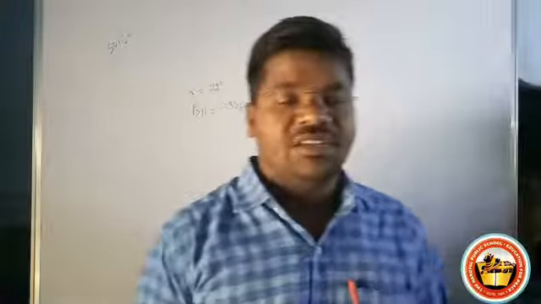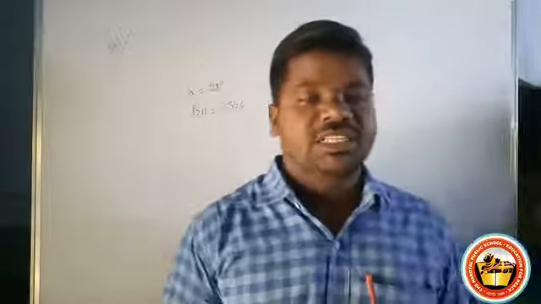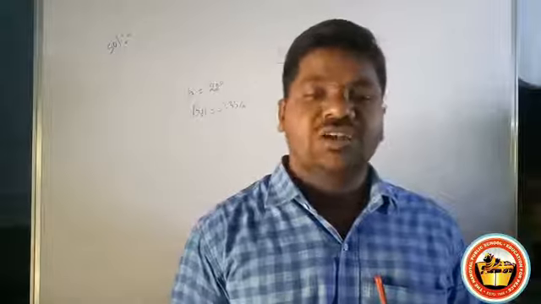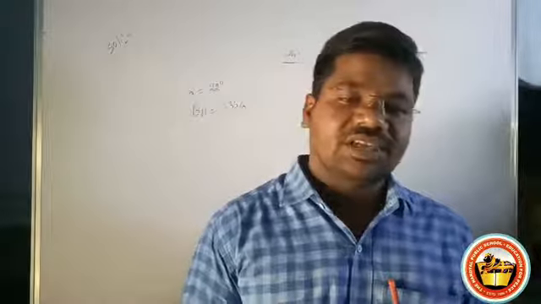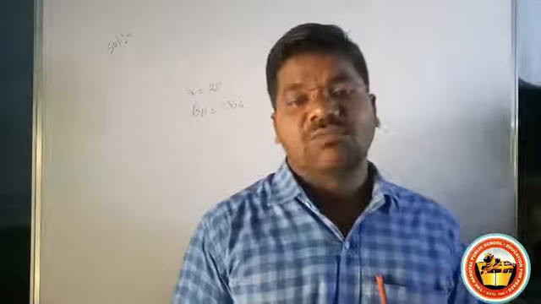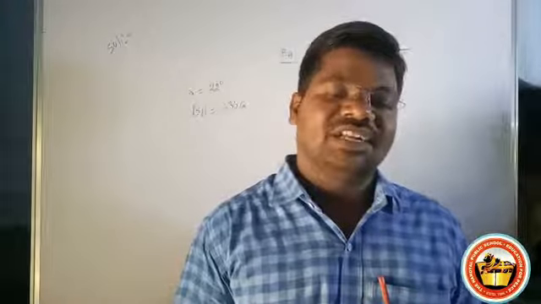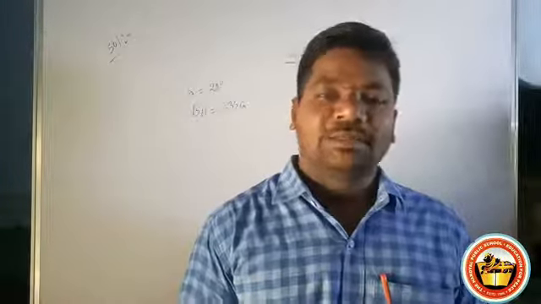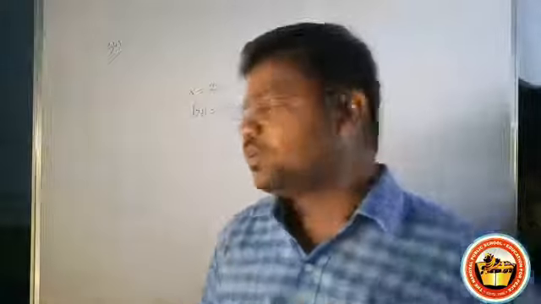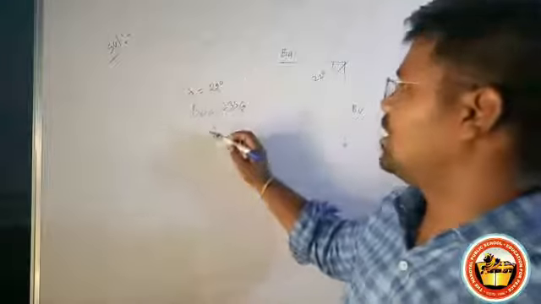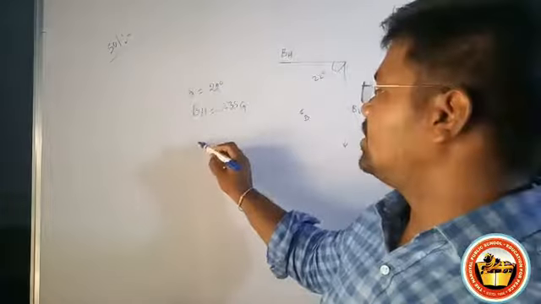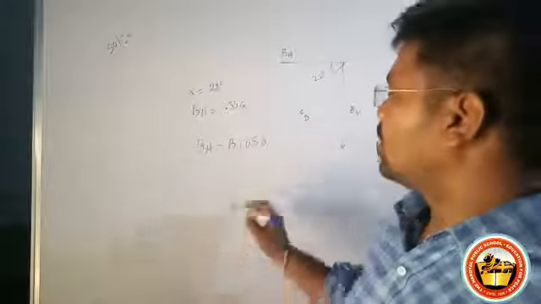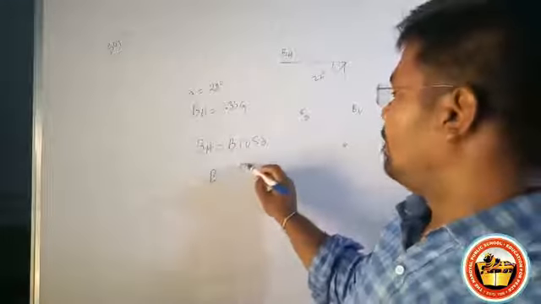In this problem they gave the dip angle as 22 degrees and the horizontal component of the earth's magnetic field as 0.35 gauss. What is the required formula to get the magnetic flux density or magnetic field at point P? Based on the formulas, we know that BH is equal to B cos delta.